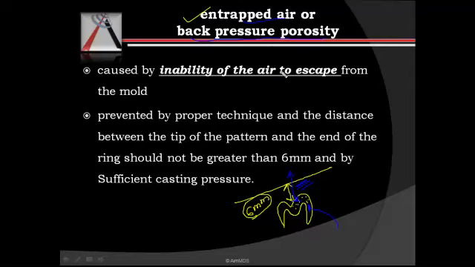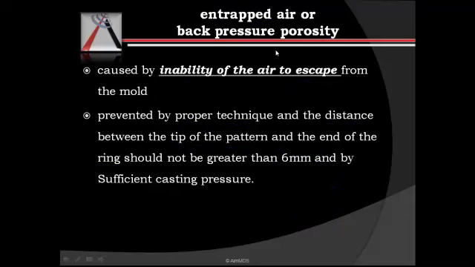So back pressure porosity is caused because of inability of the air to escape from the mold, and the basic reason is our investment is either non-porous or our wax pattern is embedded too deep inside so that the gas is not able to escape out through the investment. Right? So this can be prevented by proper technique, and the distance between the tip of the pattern and the end of the ring should not be greater than 6 mm, as we already saw. Further, sufficient casting pressure may help to drive out the gas. So that is one more way to prevent the entrapped air or back pressure porosity.